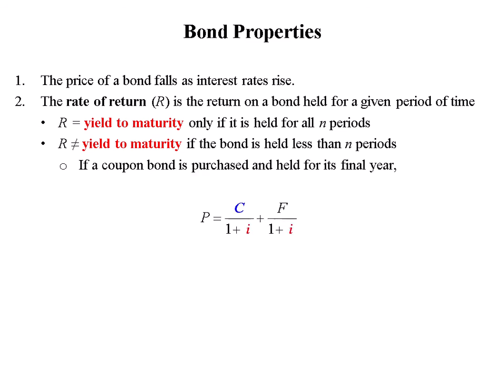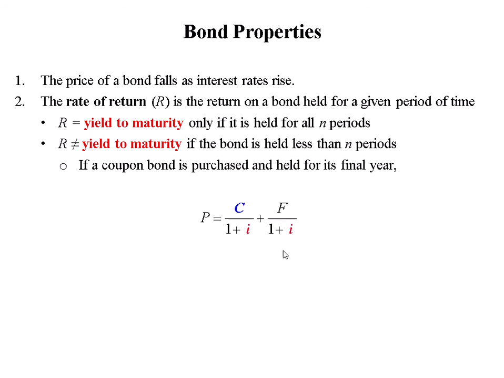Okay? So if a coupon bond is purchased and held for its final year, like going back to our 10-year bond that we bought in year 9, we're only holding it for the final year. So we get that final coupon payment and we get that face value. So this is like we bought it at the end of year 9. We get to hold it for a year, and we get the face value at the end of the year. And this is year 10 of a 10-year bond, but we bought it in year 9. So that's kind of what's going on here.